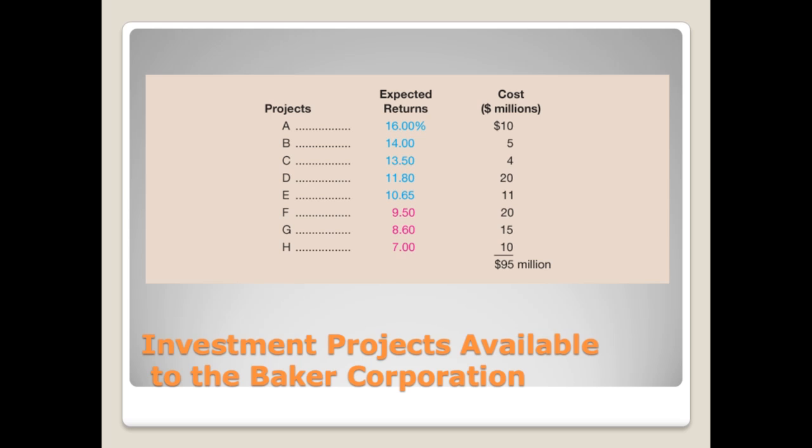Investment projects available to the Baker Corporation are shown here. Project A has an expected return of 16%. The cost of $1 million is about $10 million for investment. Project B, 14%, cost for the investment is $5 million, and so on and so forth down the line. So you can see the expected return is 9.5% for the Baker Corporation, and the cost is about $20 million.